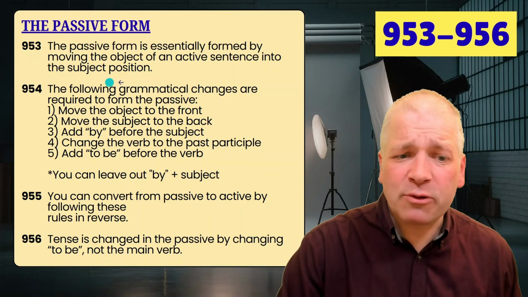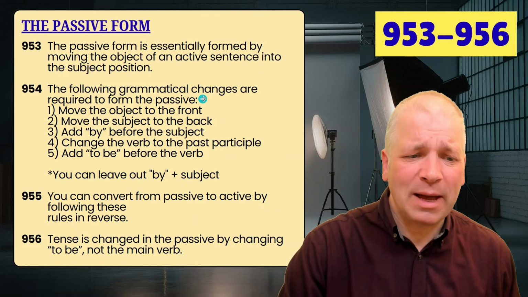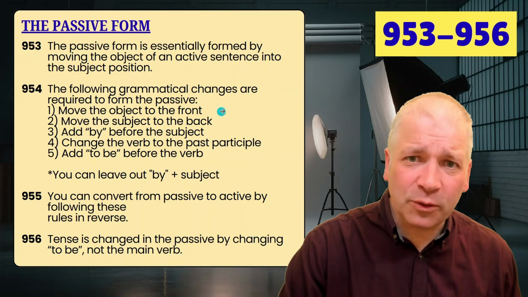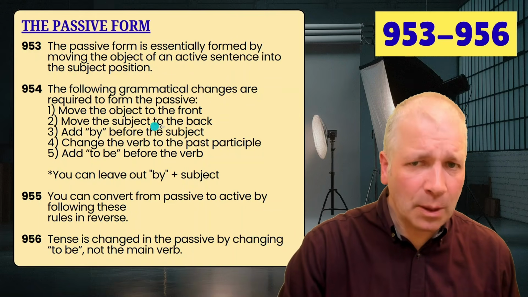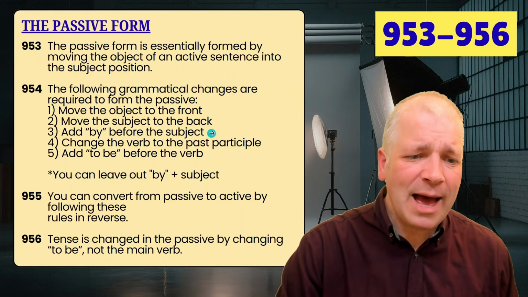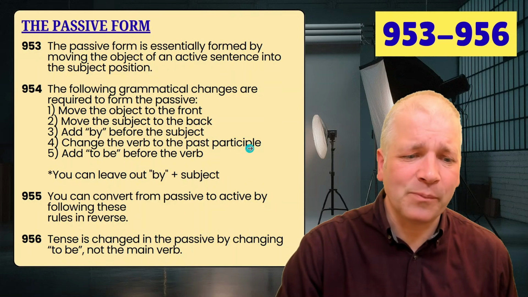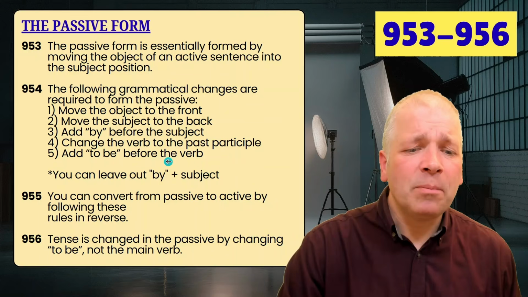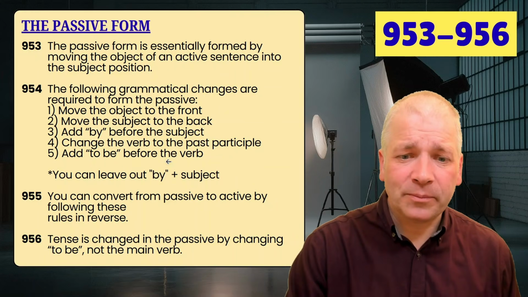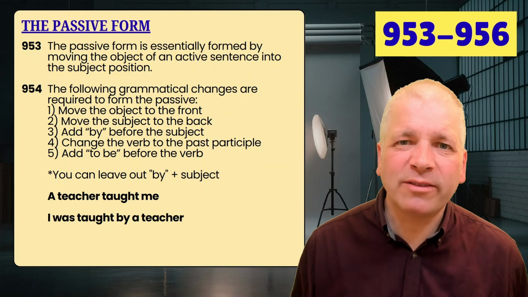Now, you have to make these grammatical changes in order to form the passive. Move the object to the front, move the subject of the sentence to the back, add "by" before the subject, and change the verb to the past participle. Add "to be" before the verb.